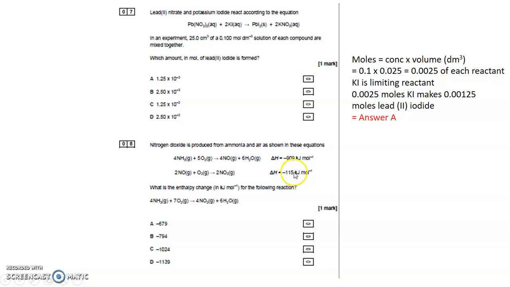So I'm going to multiply this enthalpy change by 2 because I've got twice as much reactant, so the enthalpy change, instead of giving out minus 115 kilojoules per mole, it'll give out twice that. So my overall change is minus 909 plus 2 multiplied by minus 115, which is minus 1139. And the answer is D for this overall enthalpy change of a 2-step reaction.